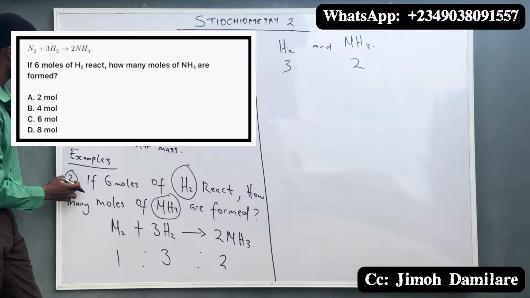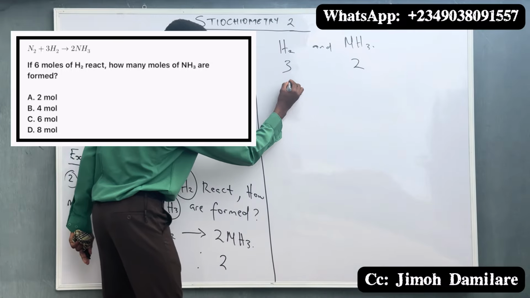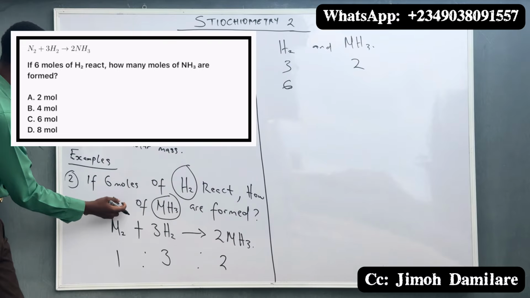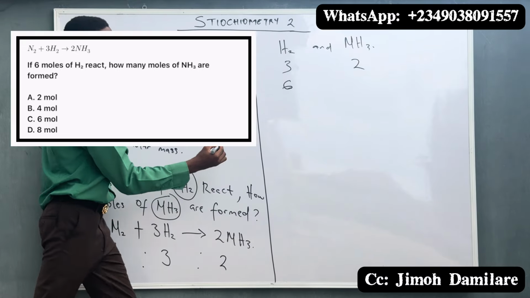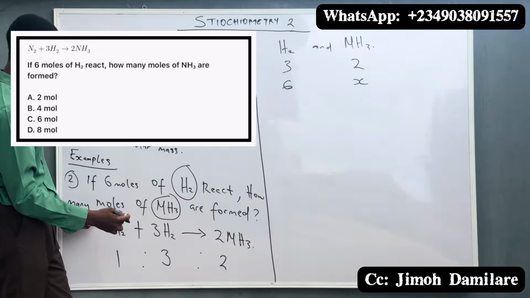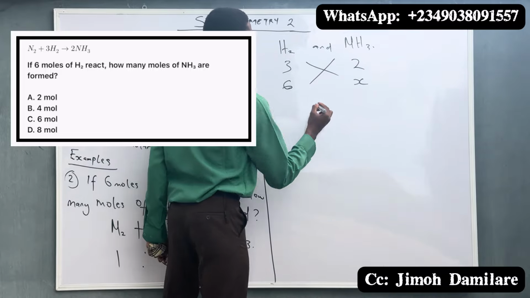Now go back to the question. The question now says if 6 moles of hydrogen, that means we have 6 moles of hydrogen. So if it reacts, how many moles of NH3 are formed? We don't know the mole of NH3 that are formed. The question is asking us how many moles of NH3 are formed, so we can just cross multiply to get this.